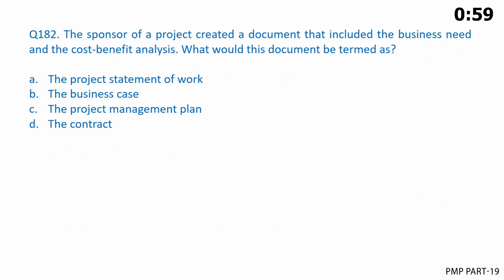The sponsor of a project created a document that included the business need and the cost-benefit analysis. What would this document be termed as? A. The project statement of work. B. The business case. C. The project management plan. D. The contract.